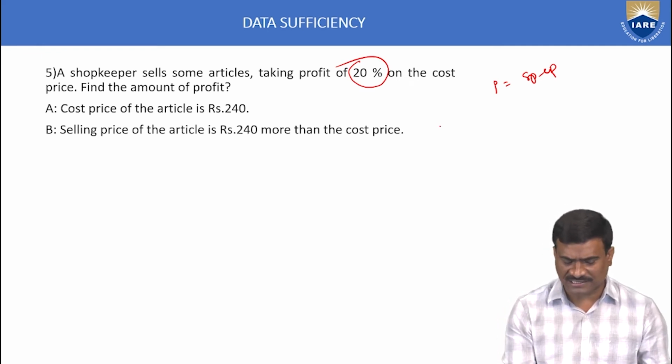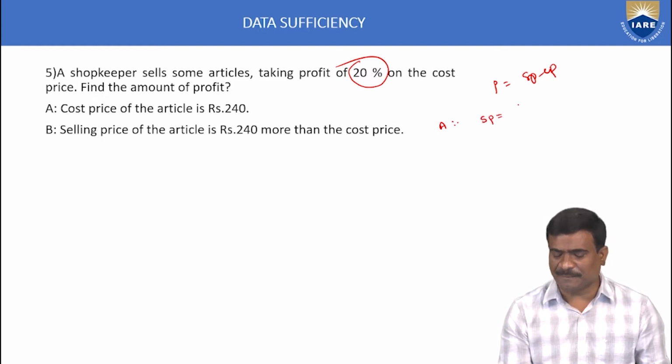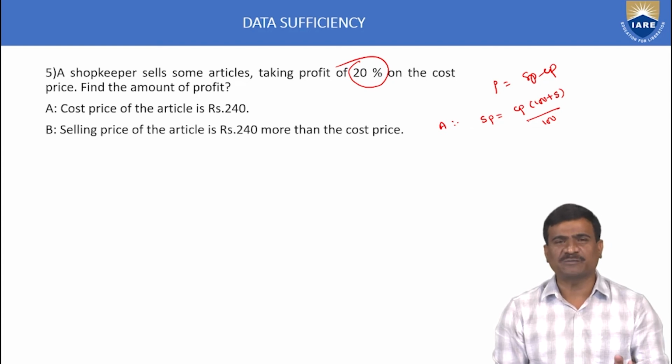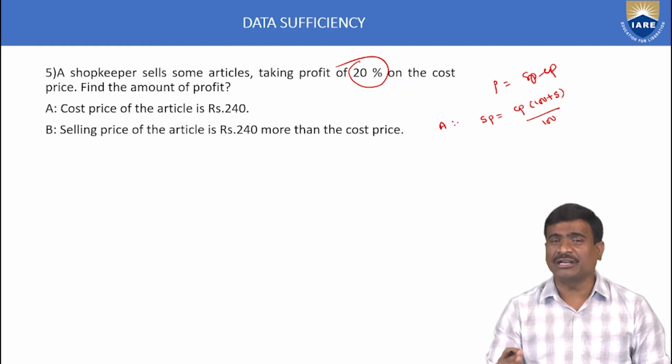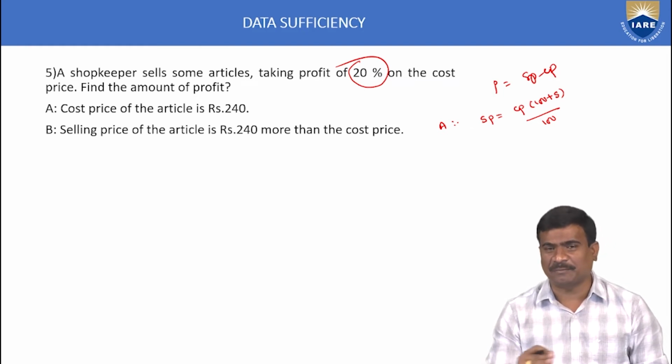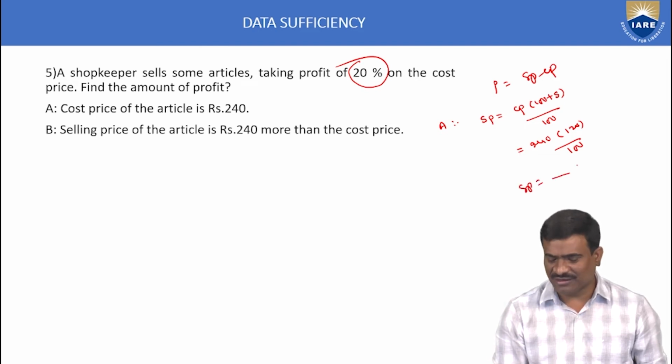Statement A implies that cost price is equal to 240. The relation between cost price and selling price when profit is given: selling price is equal to cost price into (100 plus G) by 100, where G indicates profit percentage or gain percentage. Here cost price is equal to 240, gain 20, so 120 by 100. In this equation, calculate selling price.